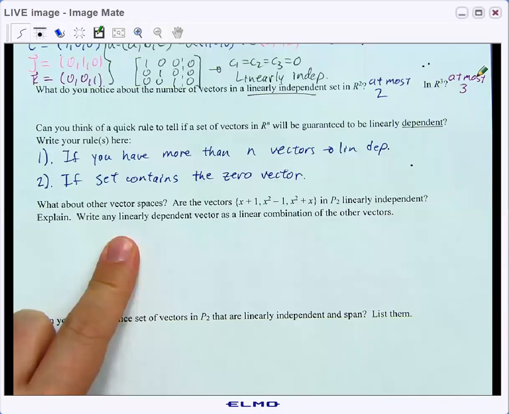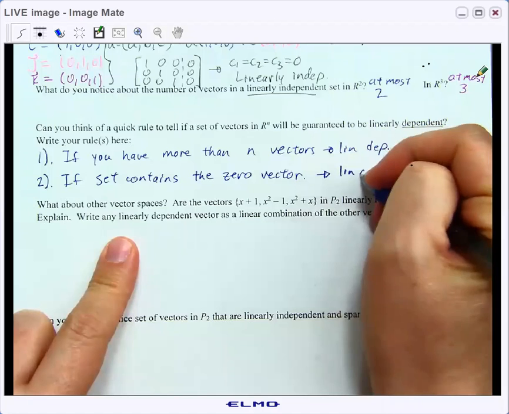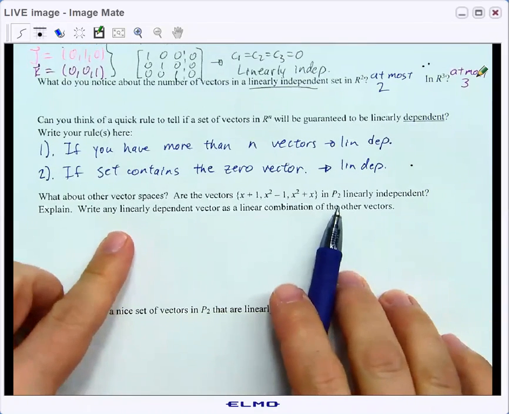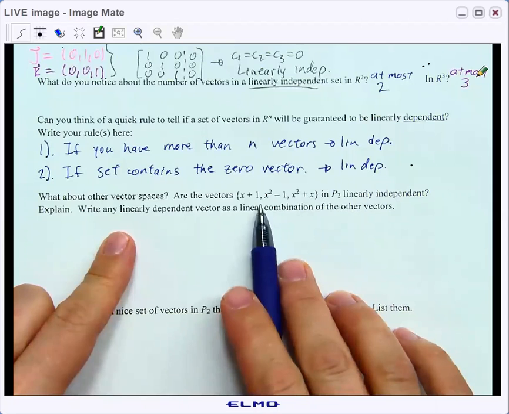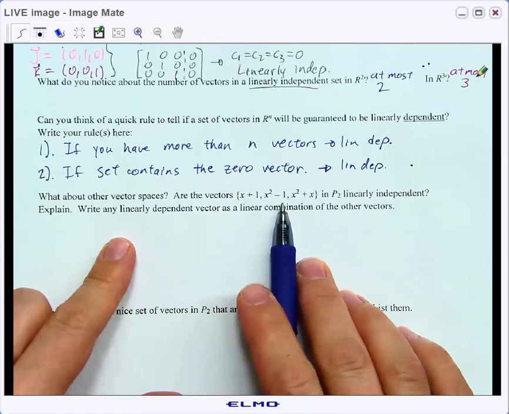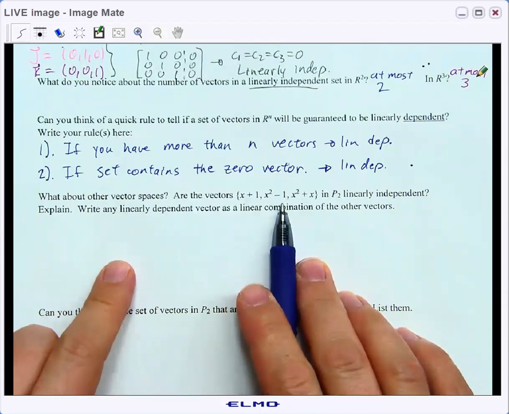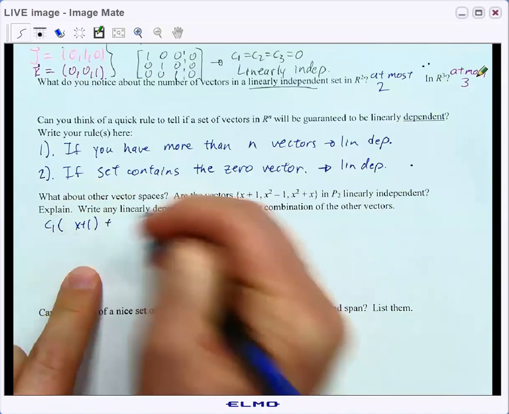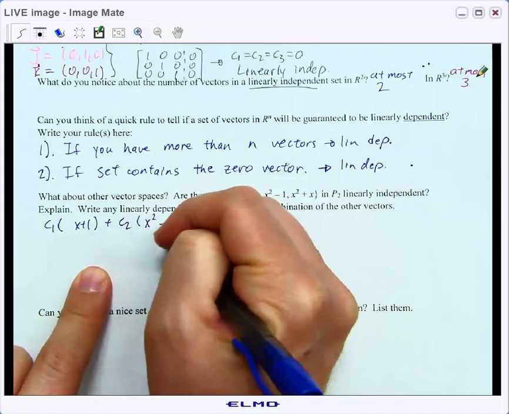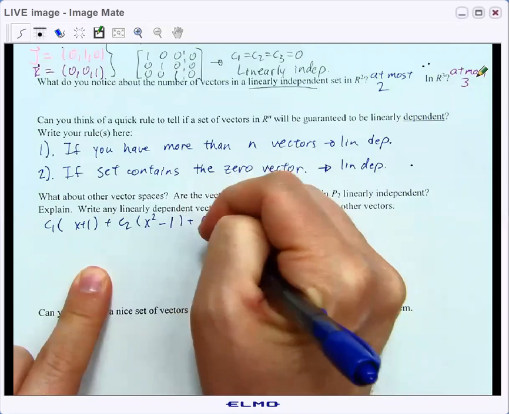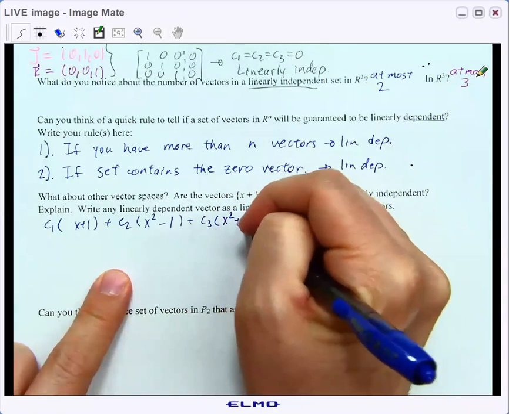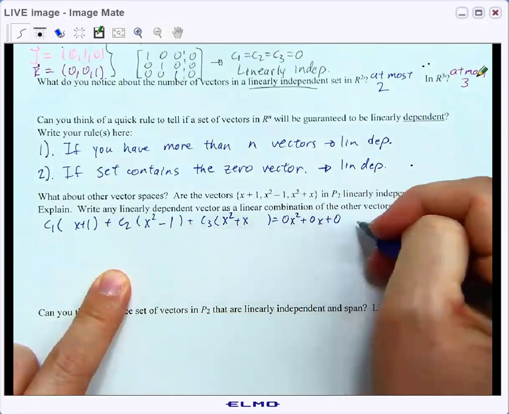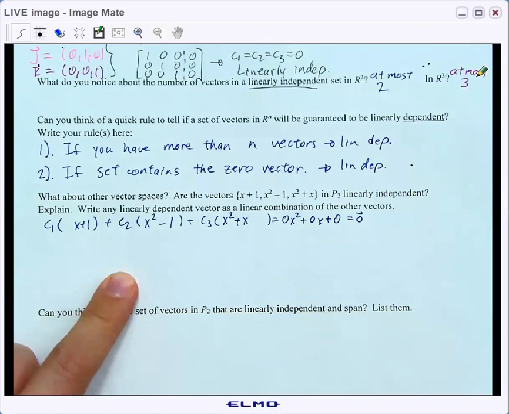Okay. All right. So next up, let's talk about other things that are not arrows, but other vector spaces. So for example, in P2, polynomials of degree at most 2, is this set of vectors, x plus 1, x squared minus 1, and x squared plus x, linearly independent or not? Well, what we need to do is check it out. So C1 times x plus 1, plus C2 times x squared minus 1, plus C3 times x squared plus x. And is that equal to 0x squared plus 0x plus 0, aka the zero vector in P2 under standard operations?